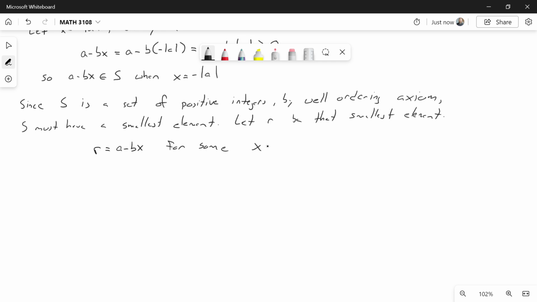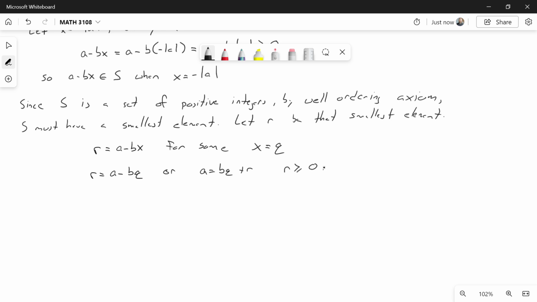So for this specific X, we'll call this Q. We picked R to be the smallest, and its respective X, we're calling that Q. So we can say R is equal to A minus BQ instead of X, or if I just rearrange this a little, A is equal to BQ plus R, and the condition on R right now is R is greater than or equal to 0.